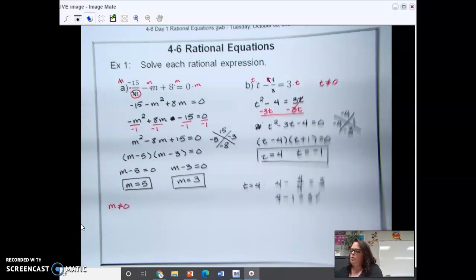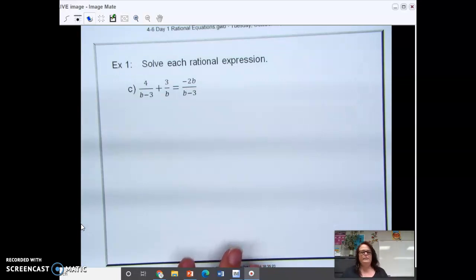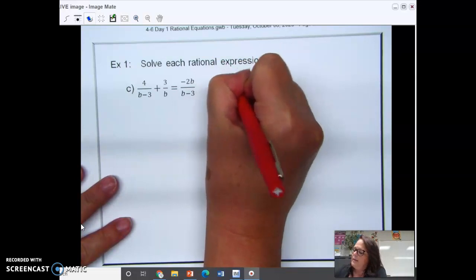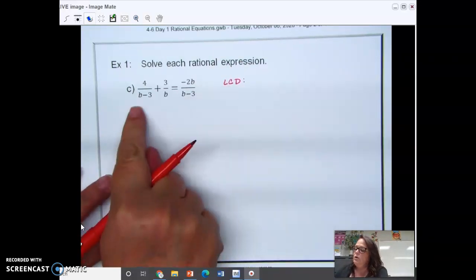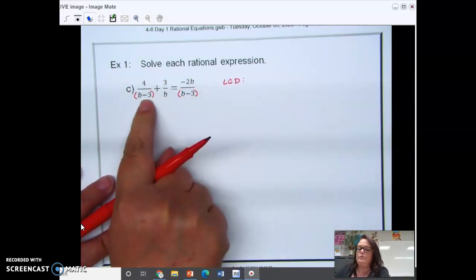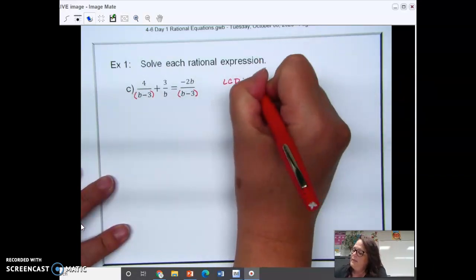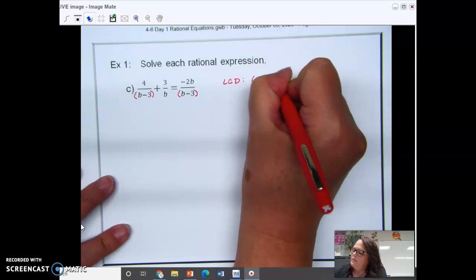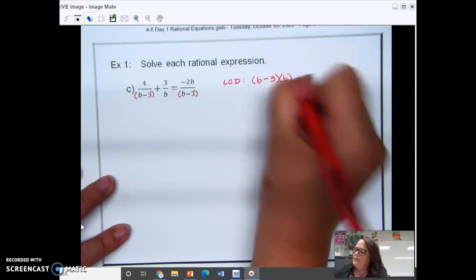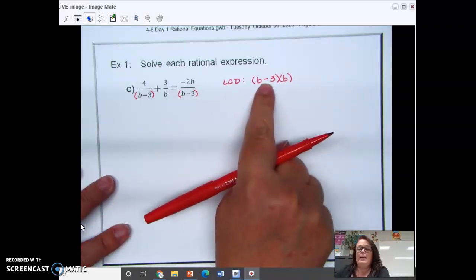Okay, so taking a look at this one's a little bit different because I have two different denominators. And so what that means is before I can start multiplying, I have to figure out what my least common denominator would be. Remember, we have to think about these as entire denominators, not as two separate pieces. So the first one needs a denominator with a factor of b minus 3, and the second one needs a denominator with a factor of b. The third one needs a b minus 3, but I already have one.